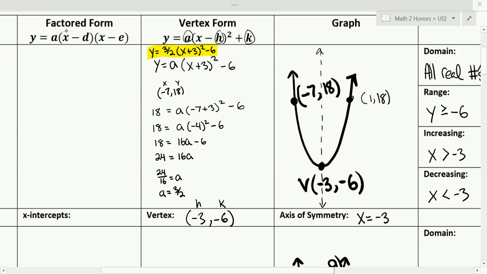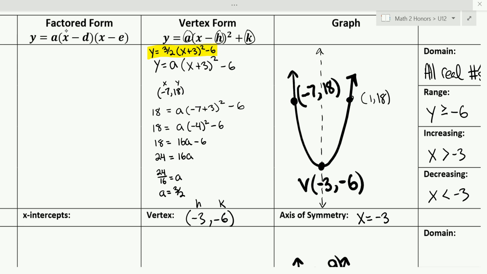What are you guys getting for A? 3 over 2? Good. 3 over 2 is what you want. You follow parentheses first, you get the negative 4. Negative 4 squared is 16. You cannot do 16 minus 6 because the 16 is attached to the A and the 6 is not. They're not like terms, right? So instead, you add 6 to both sides to get 24 is 16A. Divide by 16 and reduce to get 3 halves.